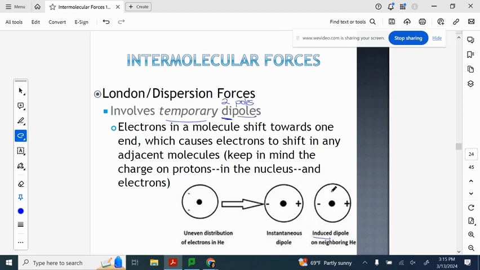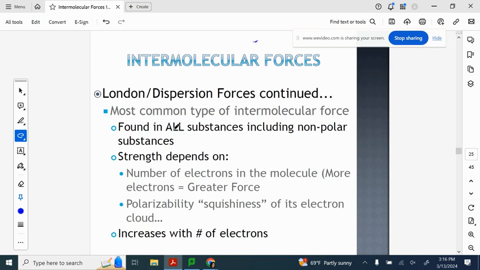Okay. Now, since everything has electrons, and those electrons are always moving because we're not at 0 Kelvin, which is absolute zero, right? Since that's always moving, and this happens all the time, then that means that London dispersion forces happen in all substances. It does not matter what substance it is, LDF exists there. So it is in all substances.